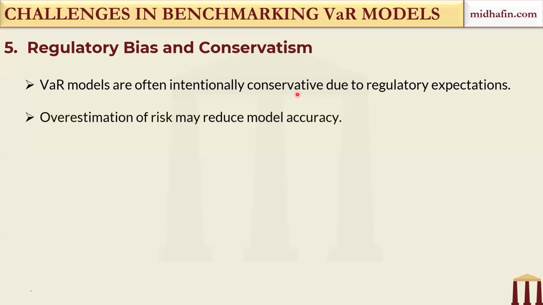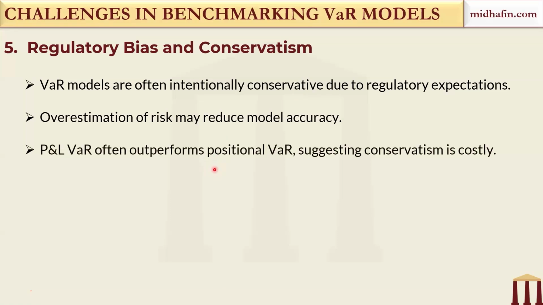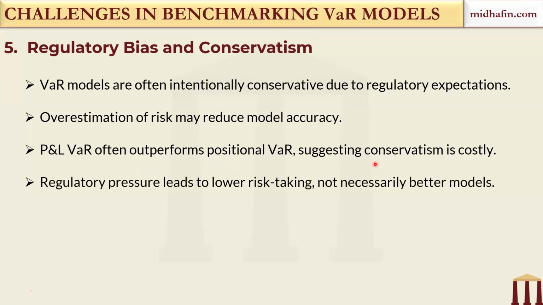So the overestimation of risk may actually reduce the model accuracy when you compare it with the PNL model. Studies have actually shown that in most banks, P&L VaR actually outperforms the positional VaR. Which basically means that the positional models are probably too conservative, which suggests that this is a costly approach. And it's not just about being cautious, right? Your model accuracy itself is actually getting hurt. You're not necessarily getting better models because of lower risk taking. So these were the five big challenges that banks have to face when trying to benchmark their VaR models.